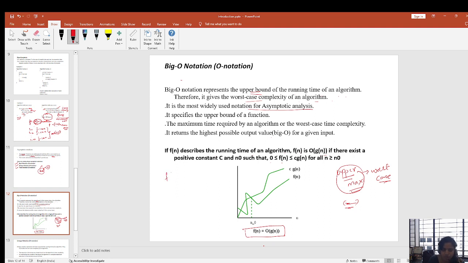In general, f of n is the runtime of the algorithm, whereas big O notation specifies the highest maximum value that the algorithm can take. So the running time of that algorithm should always be less than or equal to c times g of n, where g of n is the function value. This can be represented by f of n less than or equal to c into g of n, where c is a constant and n is greater than or equal to n naught. So till that n naught value, this criterion is going to be satisfied.